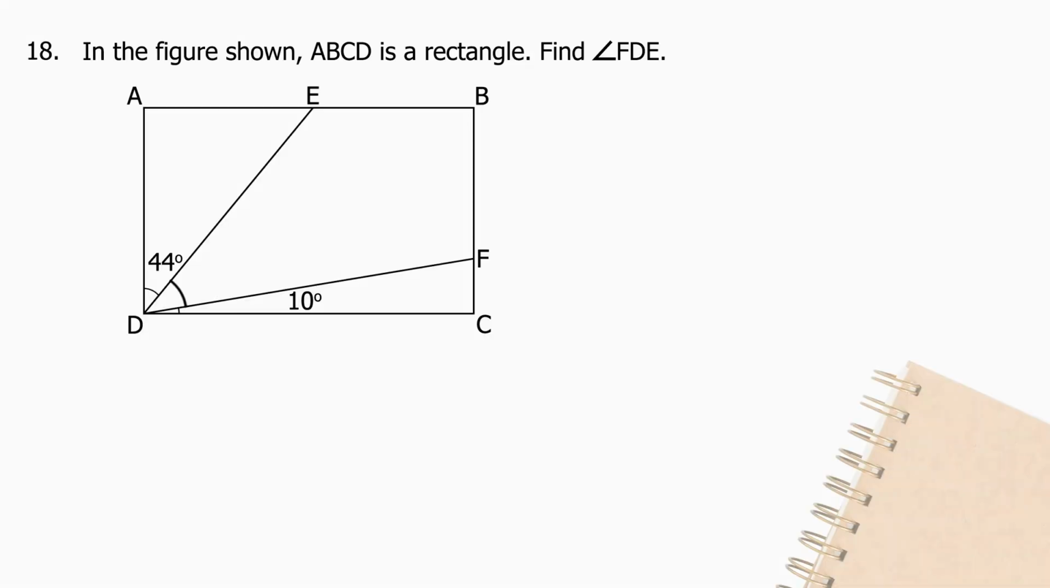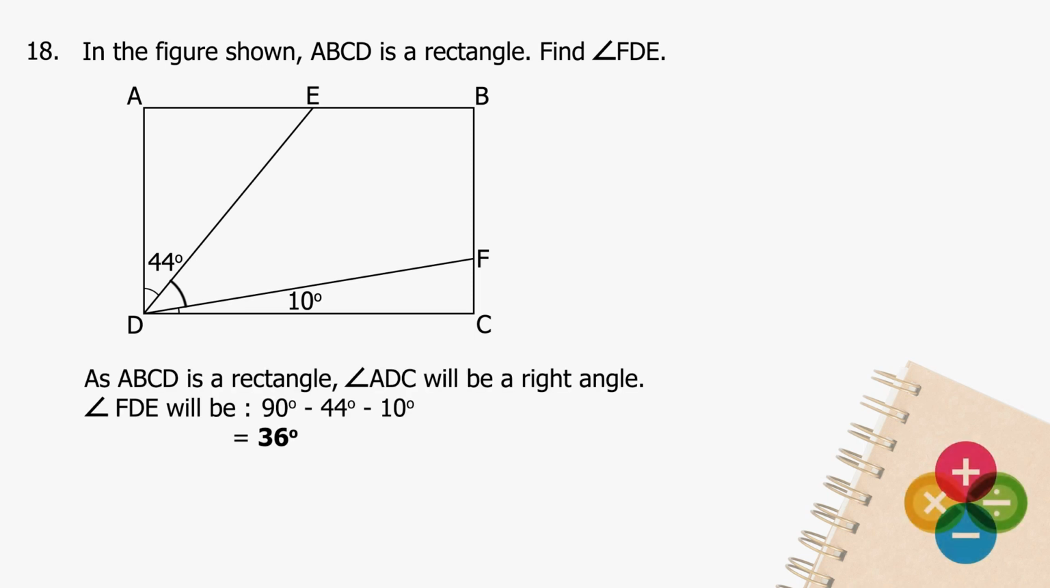Question 18. In the figure shown, ABCD is a rectangle. Find angle FDE. ABCD is a rectangle. Therefore angle ADC is a right angle. Subtracting 44 degrees and 10 degrees from 90 degrees, you will get 36 degrees. Angle FDE will be 36 degrees.